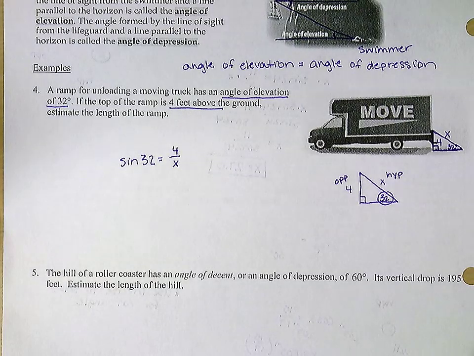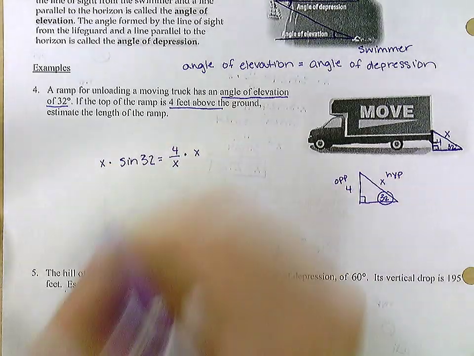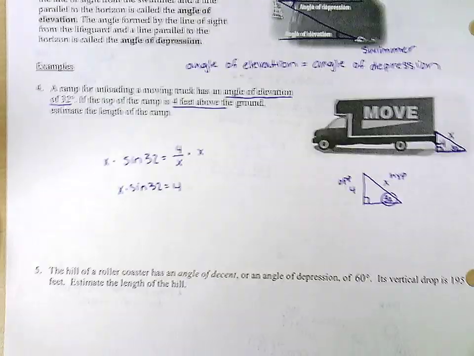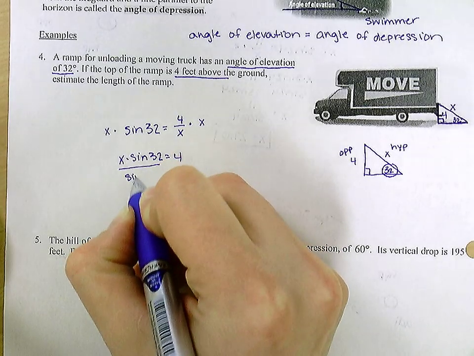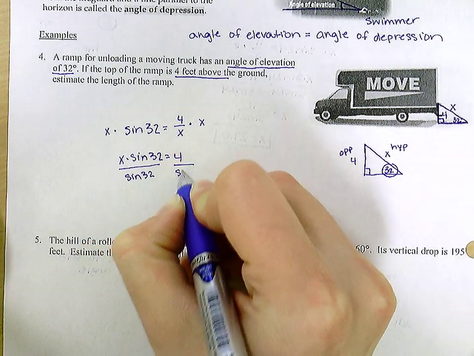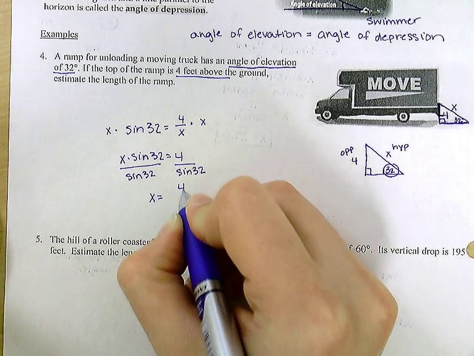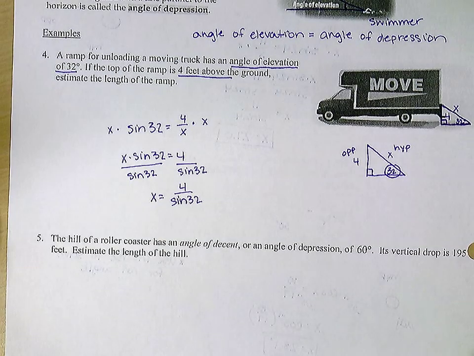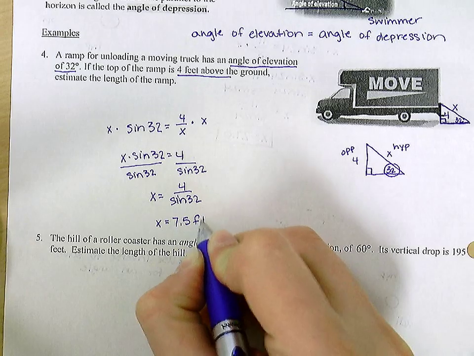Okay, what's my next step? Multiply by x. So I have x times the sine of 32 equals 4. Now what do I do, Eric? Divide it. Okay, so I can plug in 4 divided by sine of 32 into the calculator. And I got 7.5 feet.